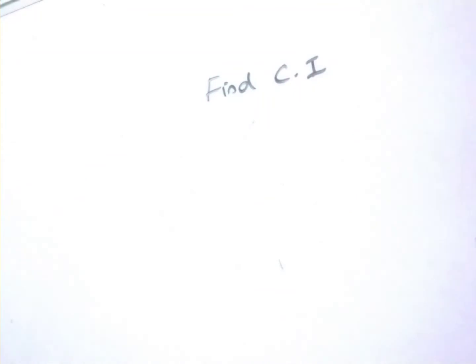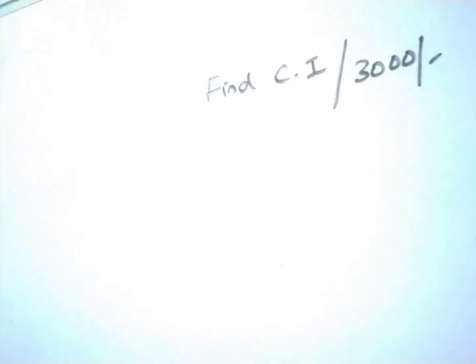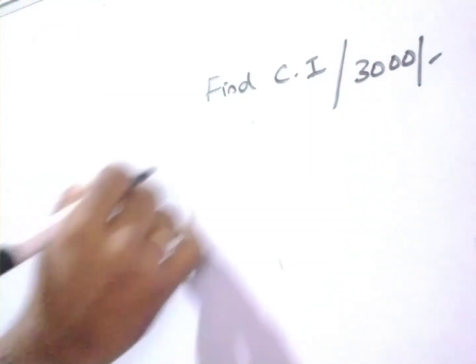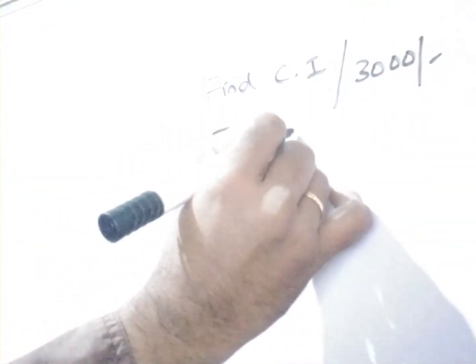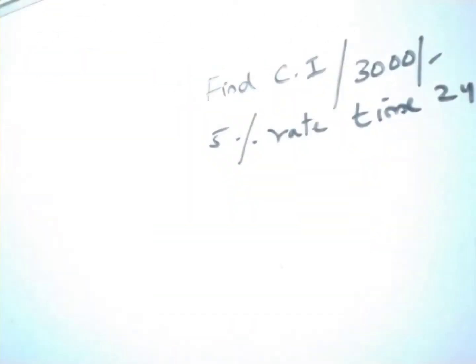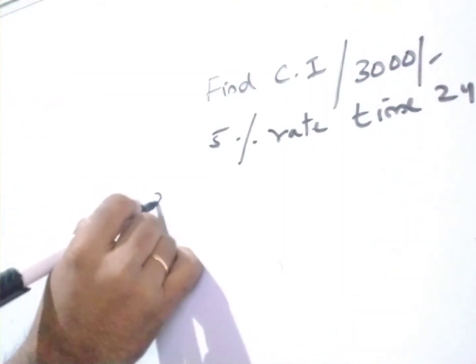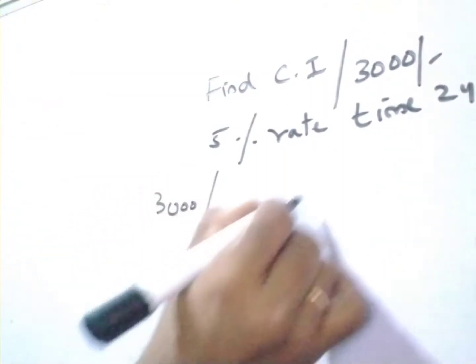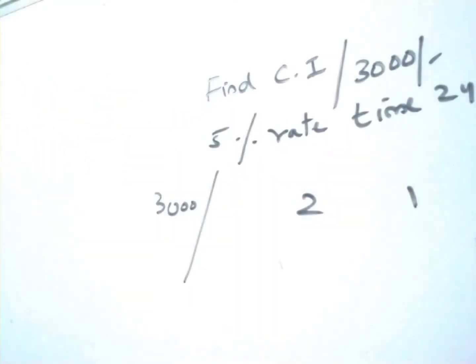Find compound interest for 3,000 rupees, rate 5%, time 2 years.